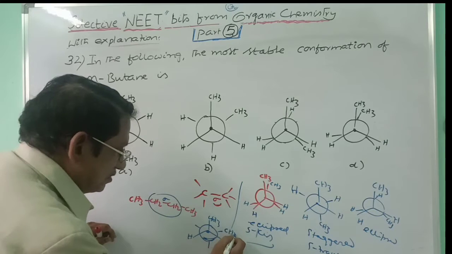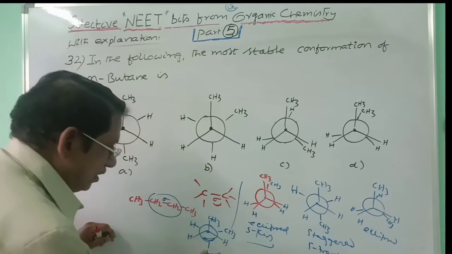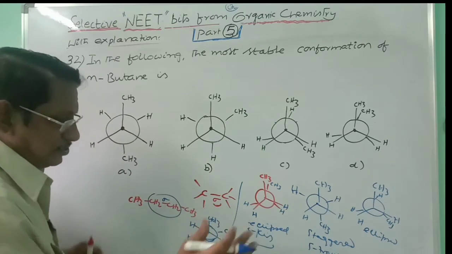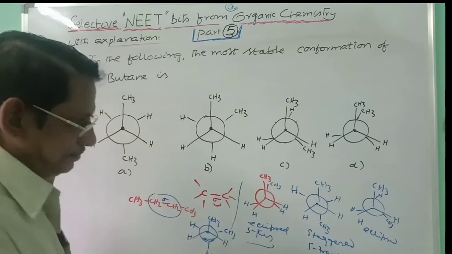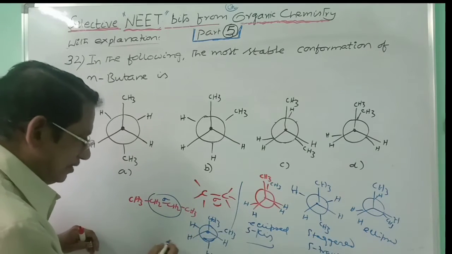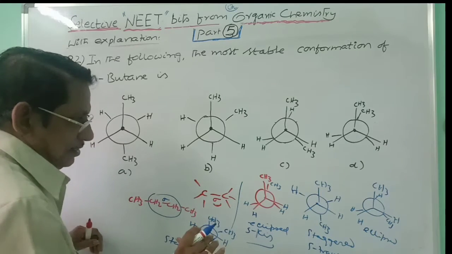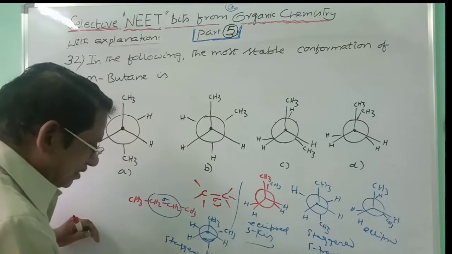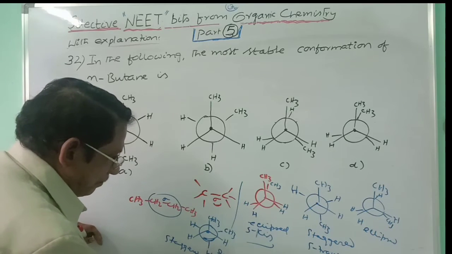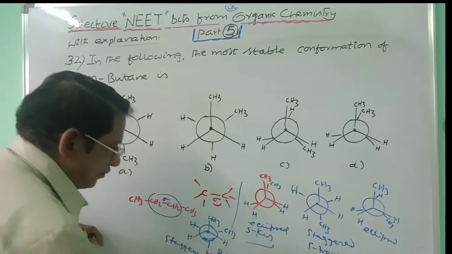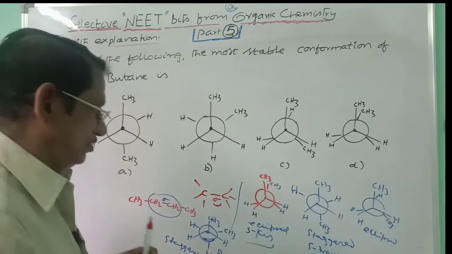Here I am writing CH3, here I am writing H and H. Here the CH3 groups are not far apart. There is somewhat closeness, but it is staggered. This is also staggered, and so this staggered is not S-trans. Except S-trans, the remaining staggered conformers are called gauche. This is called a gauche conformer. This is the nomenclature in the case of conformational isomerism.